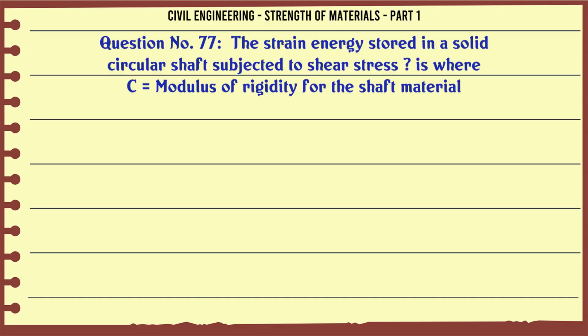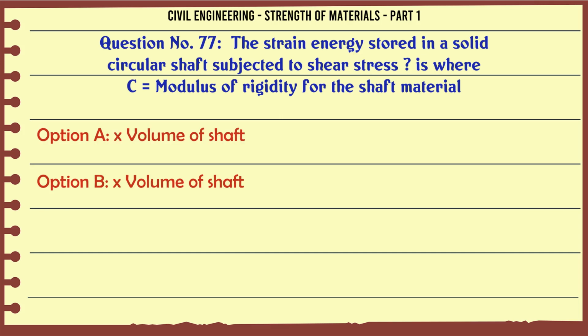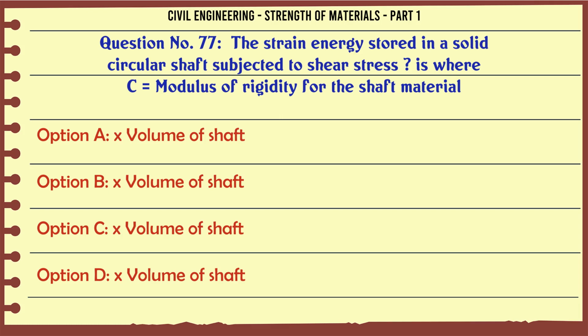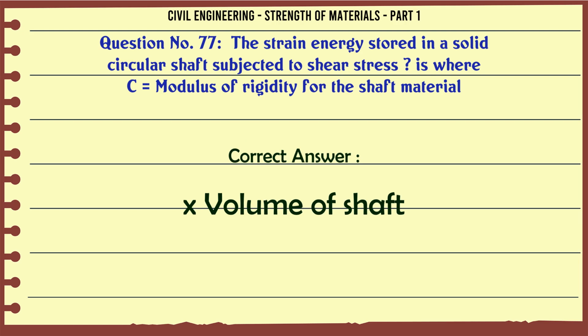The strain energy stored in a solid circular shaft subjected to shear stress is given by one of the following, where C is equal to modulus of rigidity for the shaft material: A. × volume of shaft, B. × volume of shaft, C. × volume of shaft, D. × volume of shaft. The correct answer is the option given.